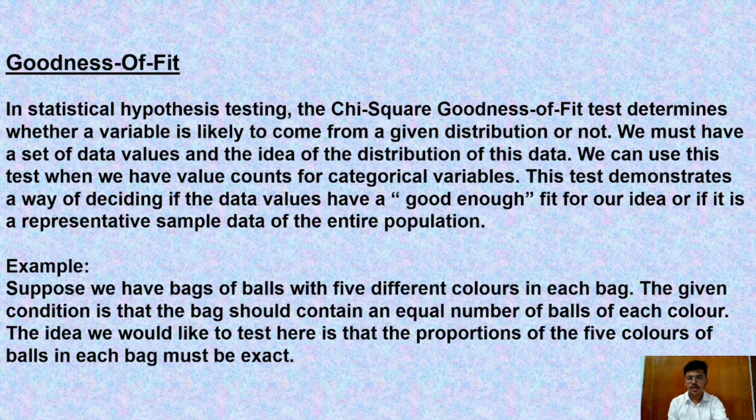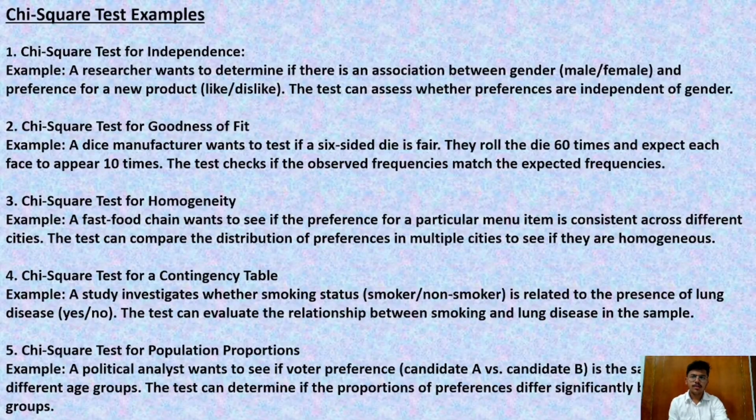So example, suppose we have bags of balls with 5 different colors in each bag. The given condition is that the bag should contain an equal number of balls of each color. The idea we would like to test here is that the proportion of the 5 colors of the ball should be exact and equal.